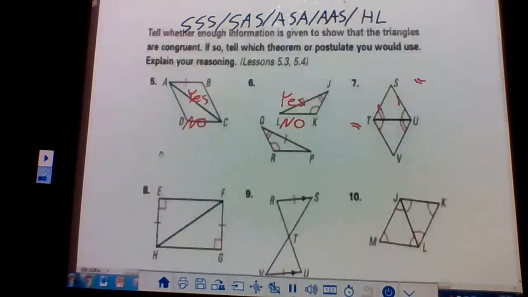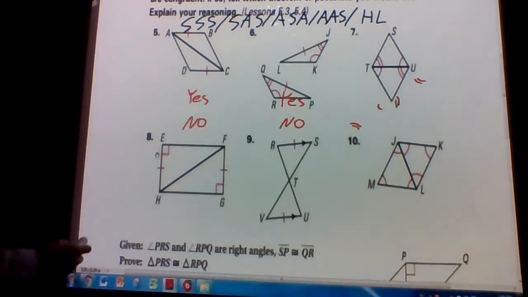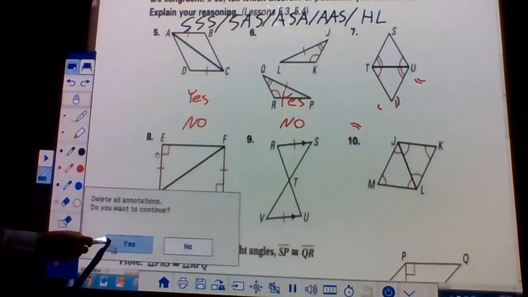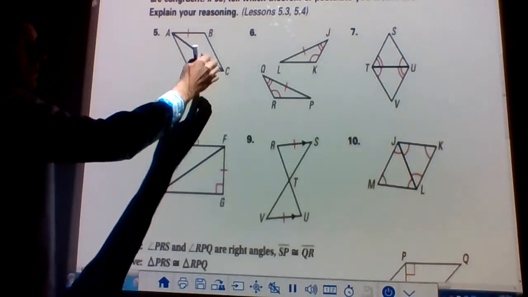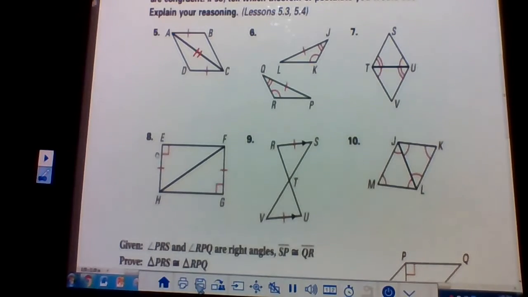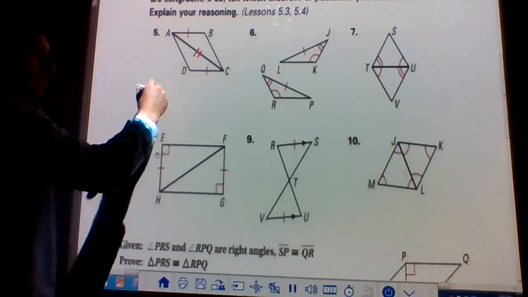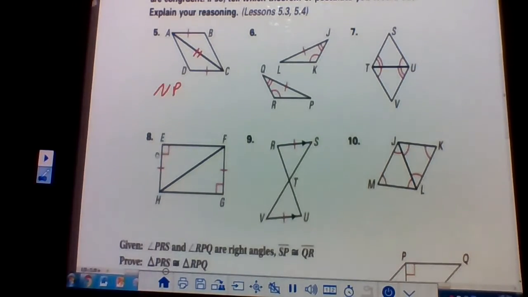For 5 through 10, we were determining if the triangles were congruent or not, and if they were, we needed to use one of our 5 theorems or postulates to show that. So the first one, we have 1 pair of congruent sides. We can use the reflexive property. We have a shared side, so we can use the reflexive property to show that AC is congruent to AC. But that's only 2 pair of sides, so we're not going to have enough information. This one's going to be not possible. Not enough information to determine if the triangles are congruent.